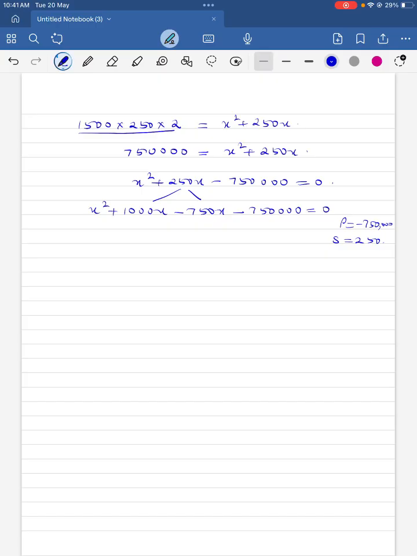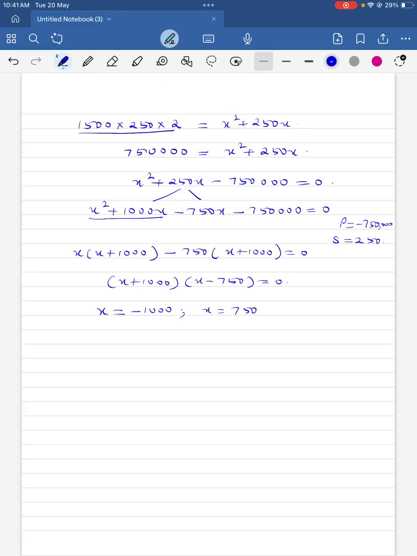Now from the first two terms, I can take out x common. So x times x plus 1000 minus 750 times x plus 1000 is equal to 0. So that is x plus 1000 times x minus 750 equal to 0. So the values of x would be minus 1000 or x would be 750.